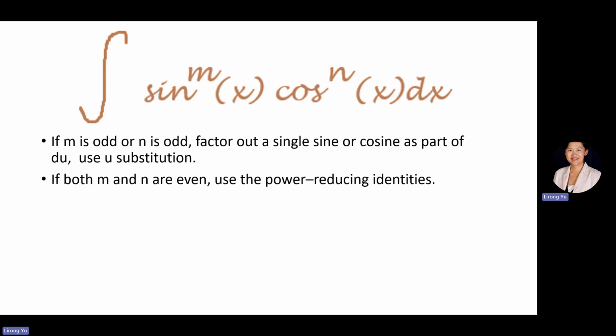If you have cosine x dx, that means u equals sine, so the du will be cosine. If you have sine x dx, that means u should be cosine, so the du will be negative sine x dx. This part of the multiplication with dx indicates the derivative part, so you find your u substitution. On the other side, if you don't have any odd power at all, if they're both even, we have to reduce the power from an even power down to an odd power, and then apply the odd power scenario to finish the integration.